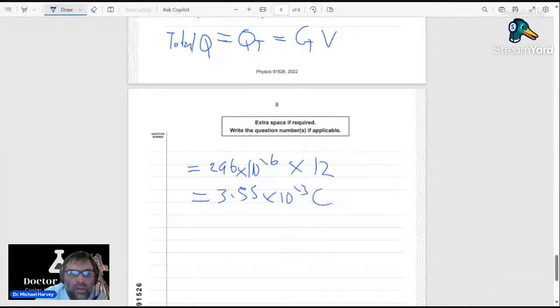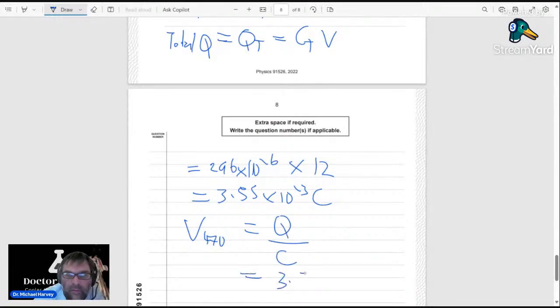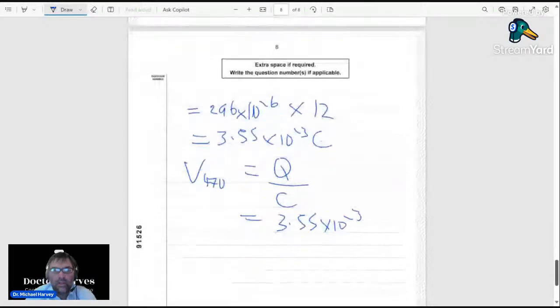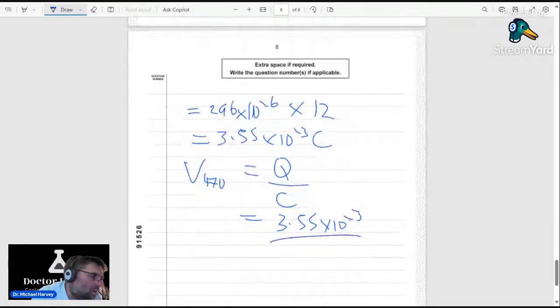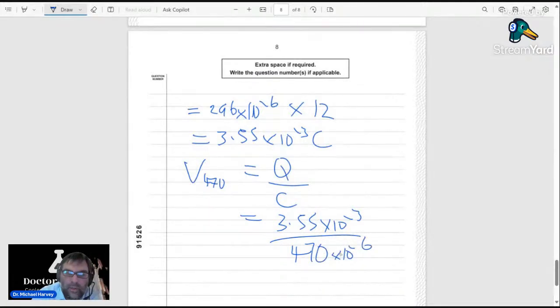And therefore, the voltage across the 470 capacitor will equal, is there any questions? No. Equal Q over C, which equals 3.55 times 10 to the negative 3, divided by the capacitance for this particular capacitor, times 10 to the negative 6, which equals 7.56 volts.